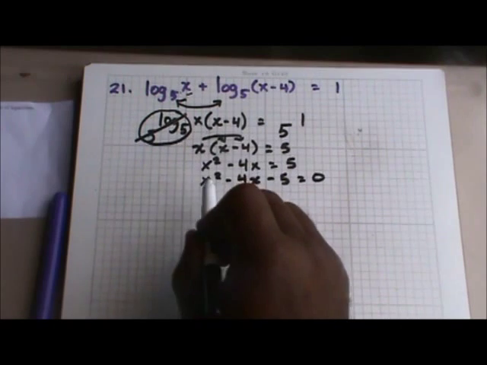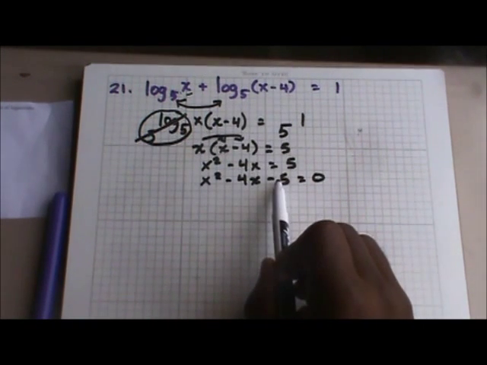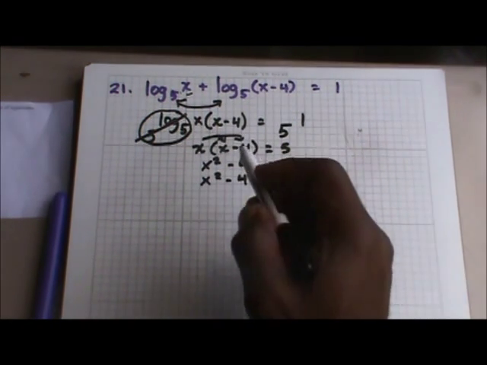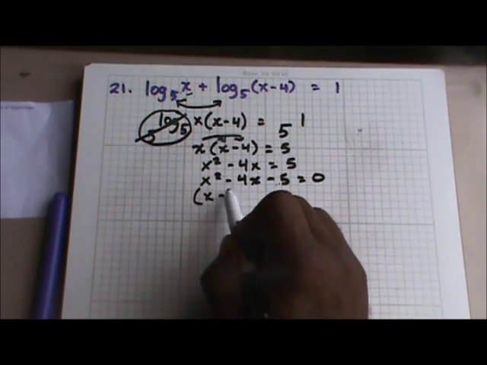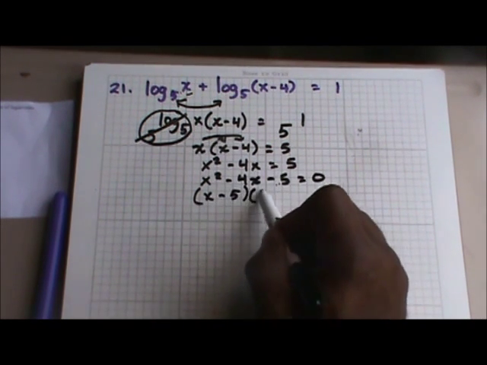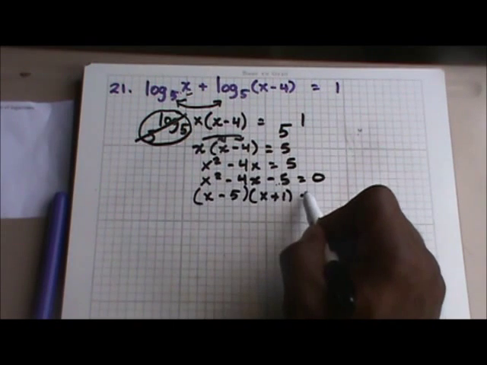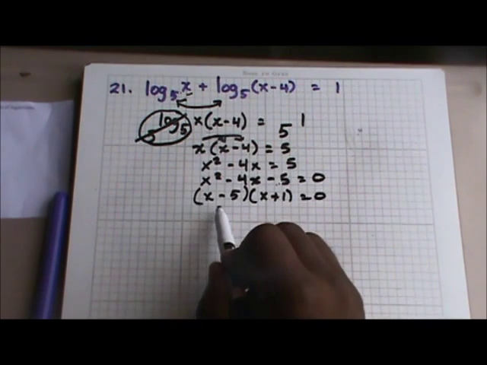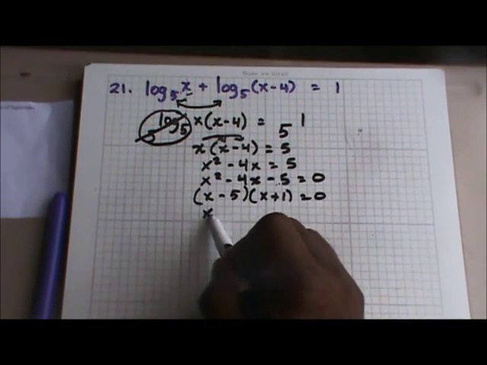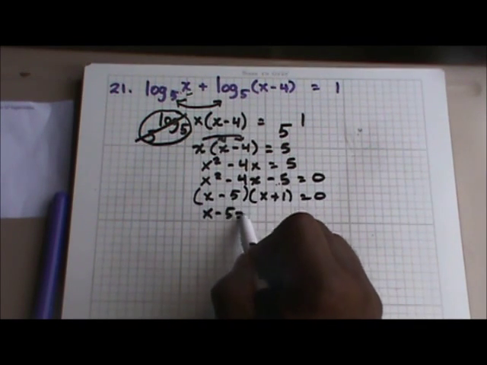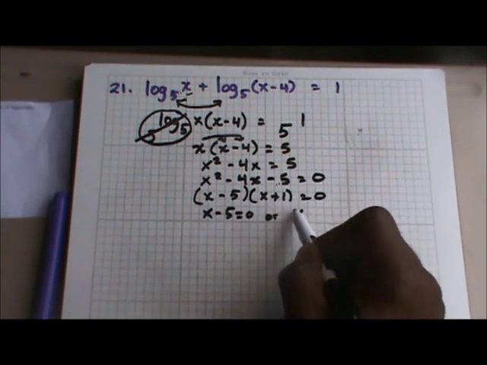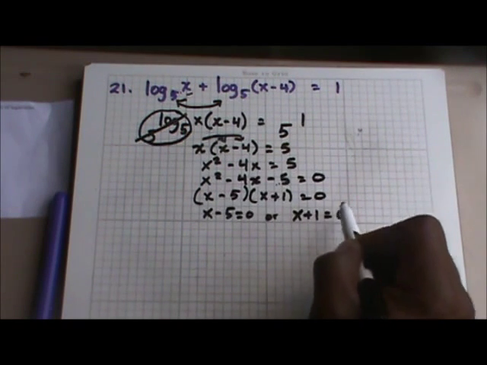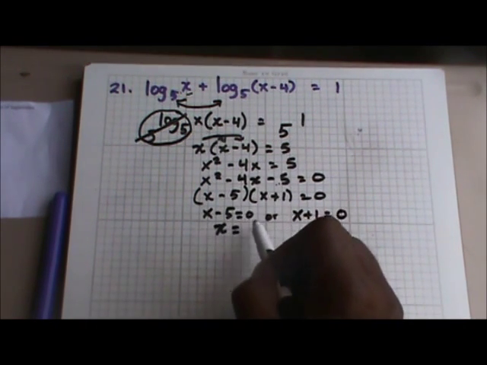And then we want to factor this. So we're looking for two numbers to give us a product of negative 5 and a sum of negative 4. That's x minus 5, x plus 1 equals 0. Zero product rule next gives us x minus 5 is equal to 0, or x plus 1 is equal to 0. For this one, we have x is equal to 5.